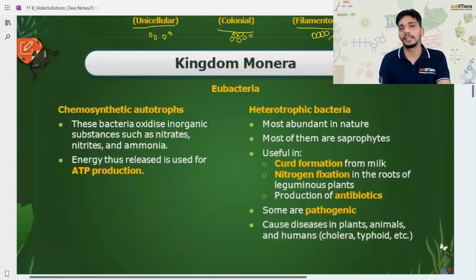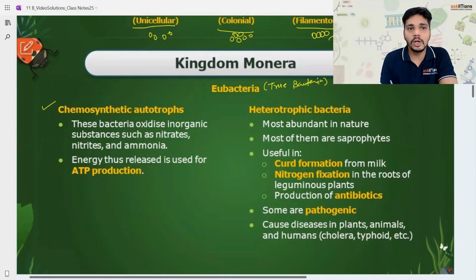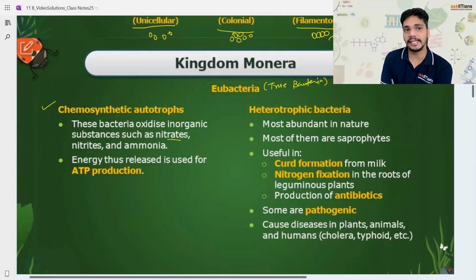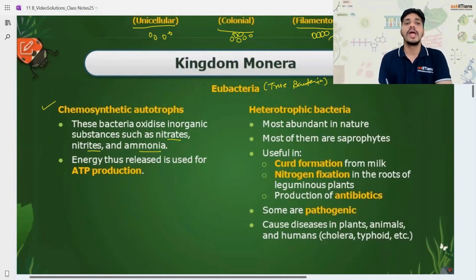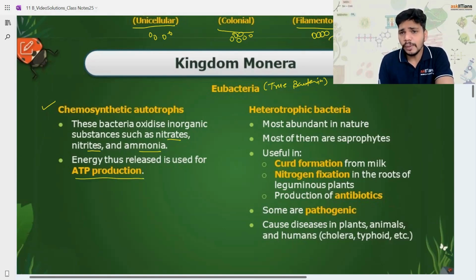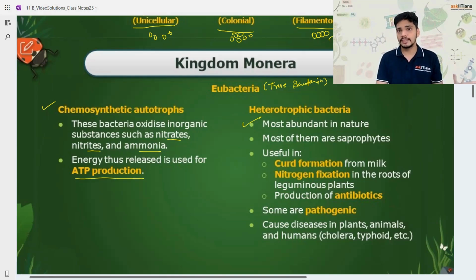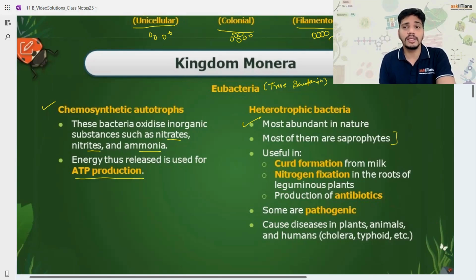Now, eubacteria. The true bacteria, what is it? Chemosynthetic autotrophs: these bacteria oxidize inorganic substances such as nitrates and nitrites. The energy thus released is used for ATP production. Heterotrophic bacteria are the most abundant in nature. Most of them are saprophytes. That's the truth, so this can come for the statement and reason question: most of them are saprophytes as heterotrophic bacteria.